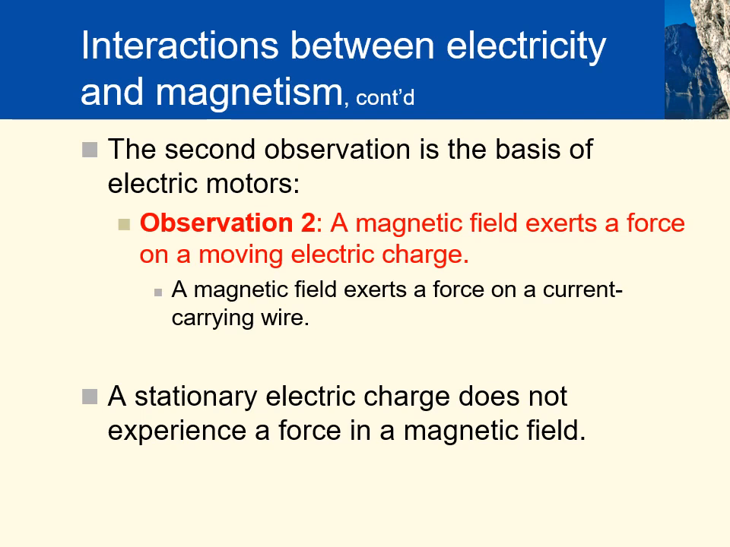The second observation which comes from the interaction between electricity and magnetism is that a magnetic field exerts a force on a moving electric charge, or we can say the magnetic field exerts a force on a current carrying wire. Here I just want to remind you of the first observation. We say a moving electric charge produces a magnetic field. However, a stationary electric charge will not produce a magnetic field, so it will not experience any force if we place it inside a magnetic field.